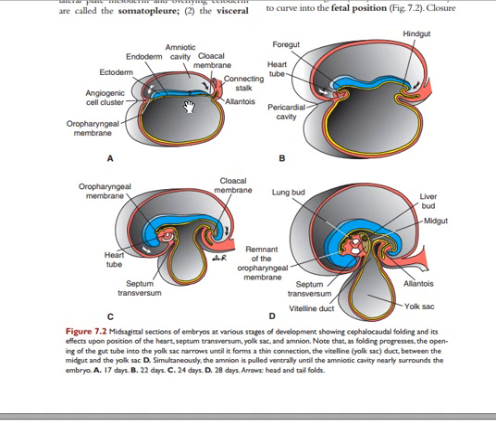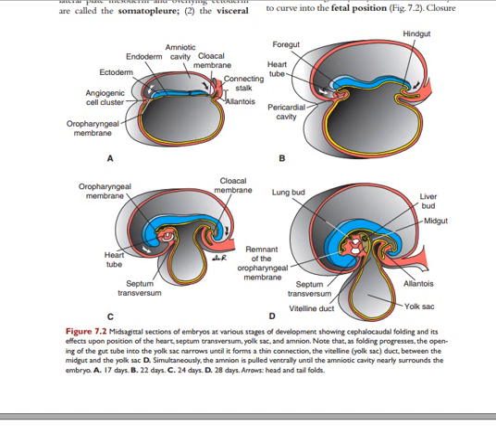So this is the 17th day. At the 17th day, the head, the neural plate, is going to grow forward and also backward in order to enclose the body cavity. So it gets forward and backward. These are the different structures. This is the angiogenic cluster. This angiogenic cluster is going to produce the heart later. This is the oropharyngeal membrane. This membrane here, oropharyngeal membrane. This is the ectoderm, the endoderm, and these are the amniotic cavity, and this is the yolk sac.